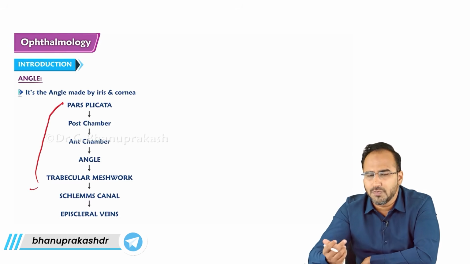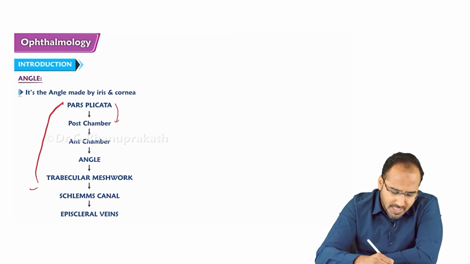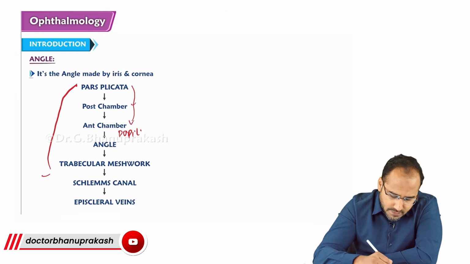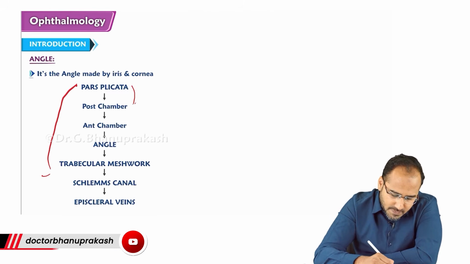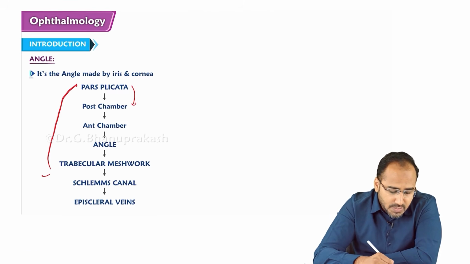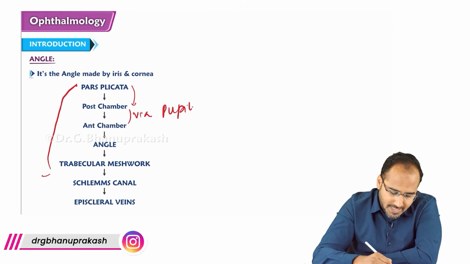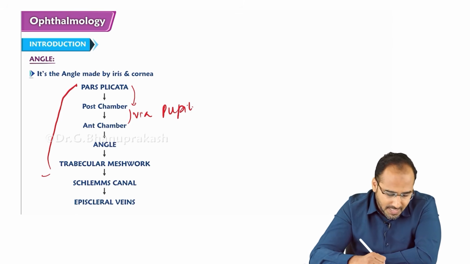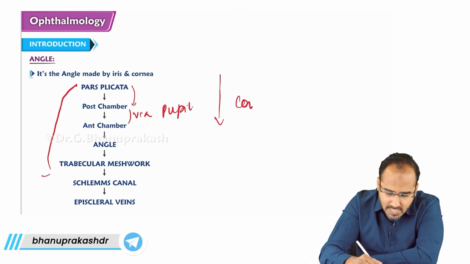That is a different pathway, uveoscleral. So 90% is the conventional. First of all, you have to remember, it is formed by the pars plicata, from the pars plicata it goes to the posterior chamber, and from the posterior chamber it has to go into the anterior chamber. How is it going? Via the pupil. Then in the anterior chamber it goes into the angle, trabecular meshwork, Schlemm's canal, lastly draining into what? Episcleral veins.